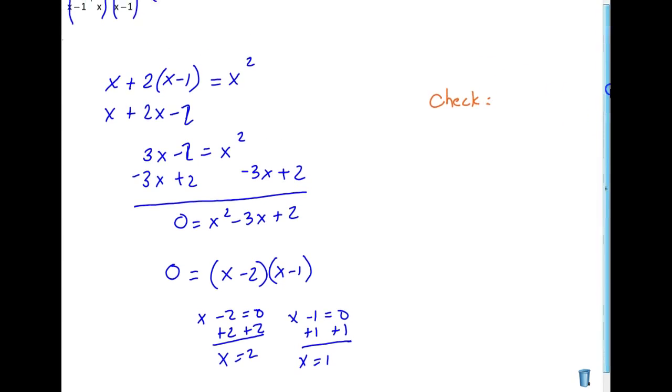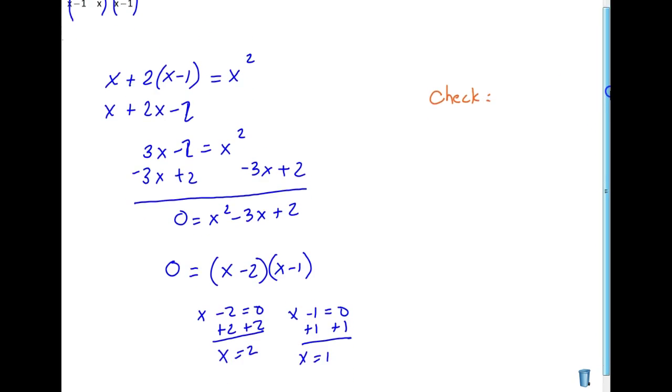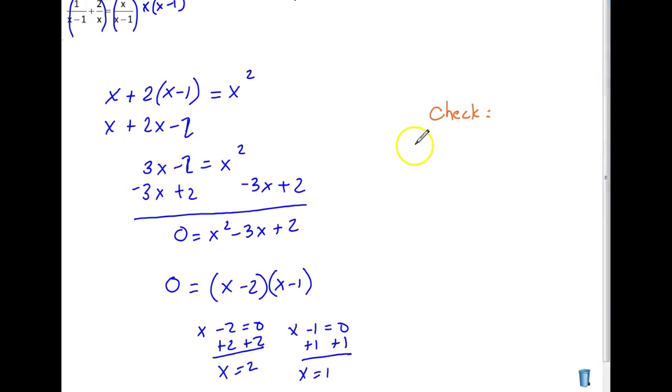Okay? So in this process of checking, I'm putting my solutions back in. So I have 1 over 2 minus 1 plus 2 over 2. The question is, does that equal 2 over 2 minus 1? Well, what is 2 minus 1? That's 1. So I have 1 over 1, which is 1, plus 2 over 2, which is 1. And 2 over 2 minus 1, this becomes 1, so 2 over 1 is 2. 1 plus 1 is 2. We're good to go there.